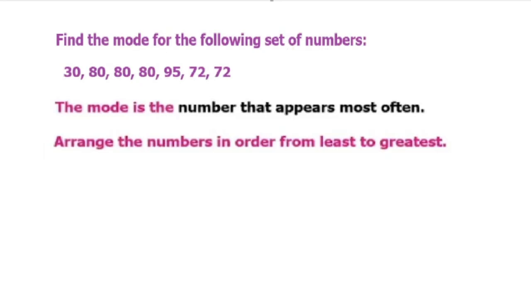So the first thing to do is know that the mode is the number that appears most often. And then you would arrange the numbers in order from least to greatest. Okay, so that'll make it easier for you to see the numbers. So 30 appears once, we have 72 twice, we have 80 three times here, and then we have 95, and they're in order from least to greatest.